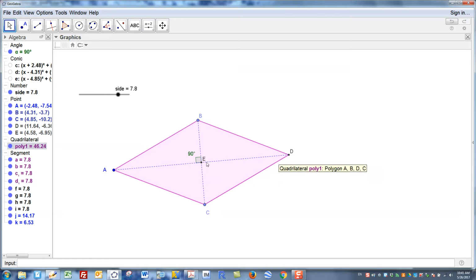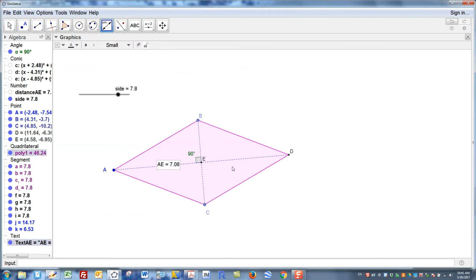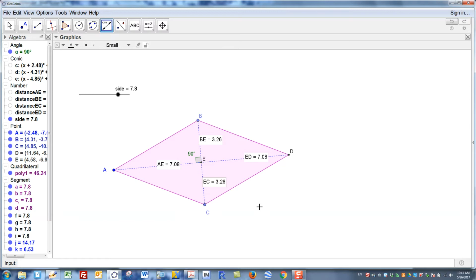In other words, this distance ED appears to be the same as AE. So let's use the measurement tool and see if that's indeed the case. So I'm going to do distance here, A to E, and 7.08 is the distance from A to E. Let's see what E to D is. 7.08. Well, it does appear indeed that distance has been bisected. The distance B to E is 3.26, and the distance from E to C is 3.26 as well.